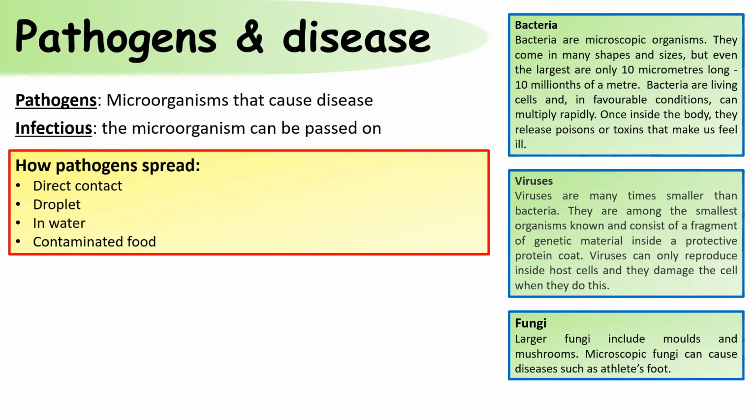The ways that diseases can spread are by direct contact, so for instance sexual contact, or by blood transfer, by droplets, referring to water droplets that get sneezed out into the air, then breathed up into the respiratory tract of another person, in water, or by contaminated food.